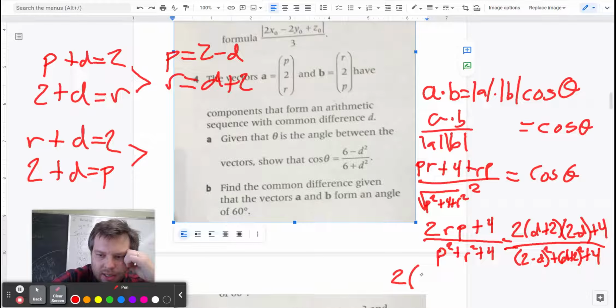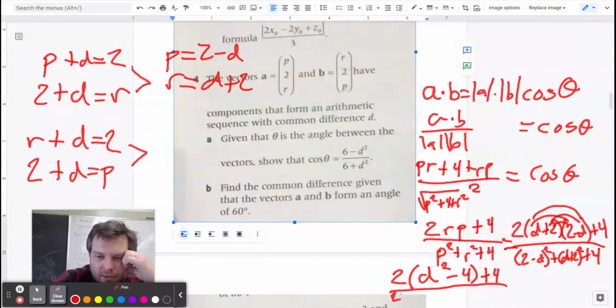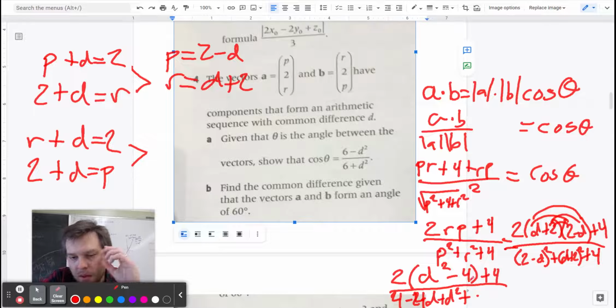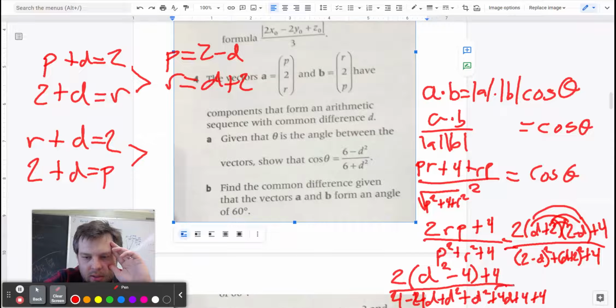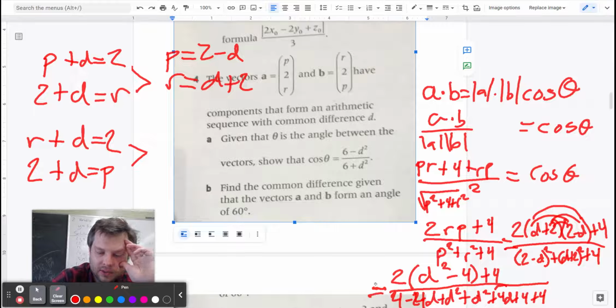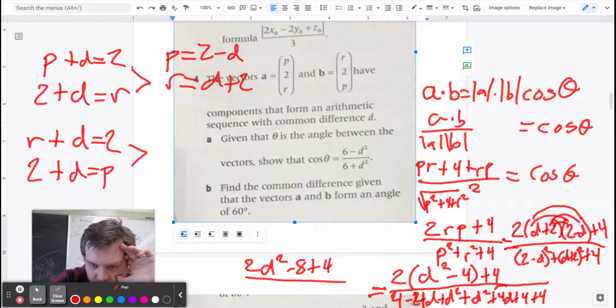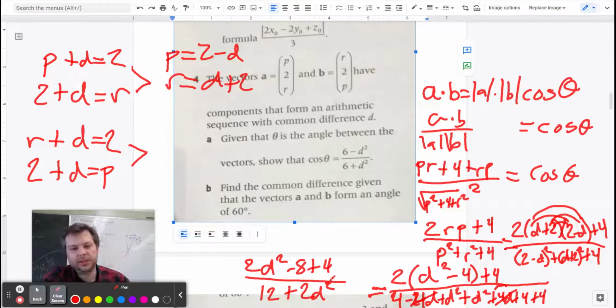Okay, so what's up on the top? We have 2 times 2D minus 2D, and then we have plus 4 and D squared. So 2 times D squared minus 4 plus 4. On the bottom, we have 4 minus 4D plus D squared plus another D squared plus 4D plus 4 plus another 4. I'm going to move to the left. So on the top, we now have 2d squared minus 8 plus 4. And on the bottom, the negative 4d and the positive 4d cancel. So on the bottom, we got 4 makes 12 plus 2d squared. Oh, that's feeling pretty good. 12 plus 4d squared.